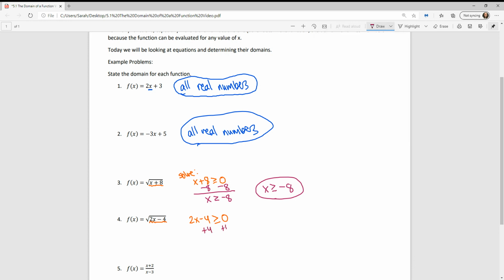First, I add 4 to both sides. I get 2x greater than or equal to 4. Then I divide both sides by 2. I get x greater than or equal to 2.